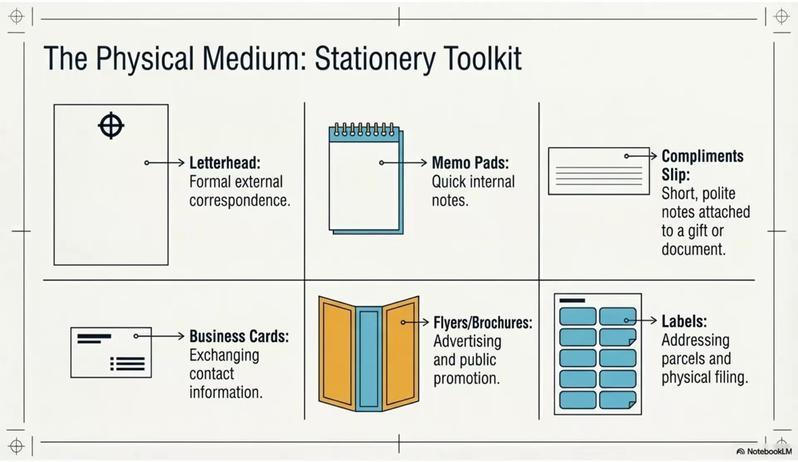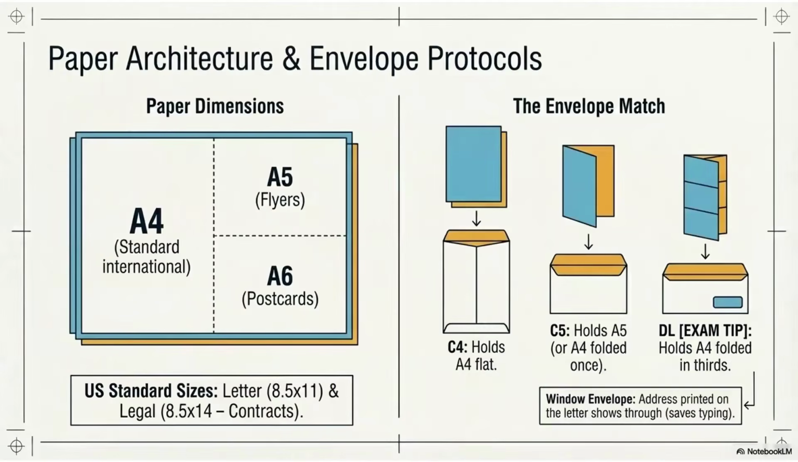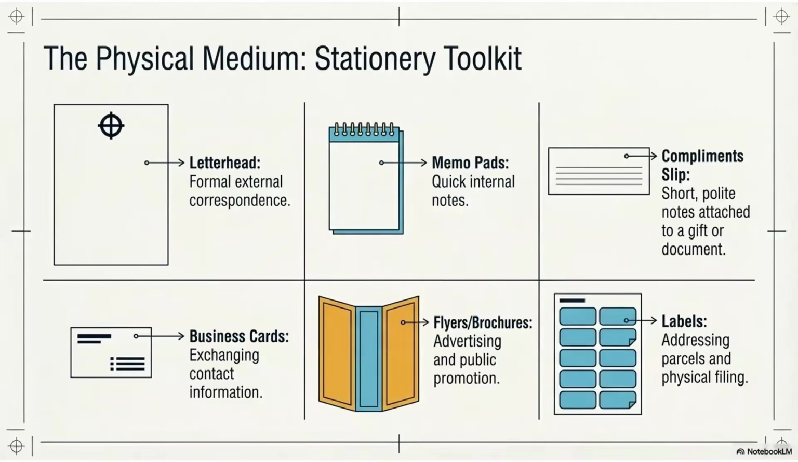You see some of these here: different stationery, the letterhead, the memo cards, complimentary slips, labels, flyers and brochures, business cards, and the different types of paper. This is for you to learn.